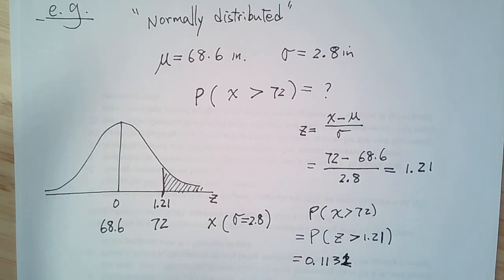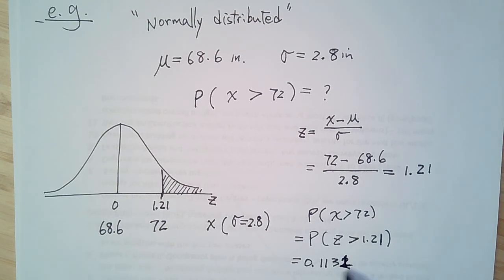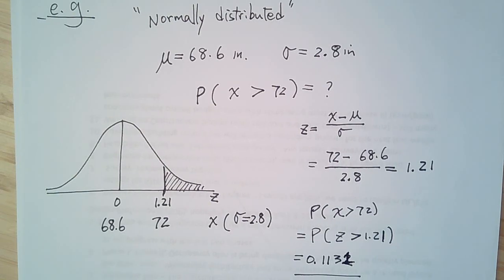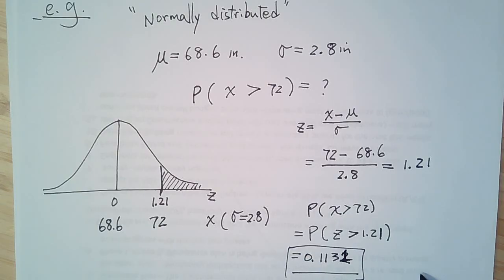1.21. Yes. Okay, so that's my answer. The book gives a different answer, but don't look at that. So this one is right. It's 0.1131. Let me double check. 1131. Yeah, that's the right answer. I think the book gives something like 0.1123, and don't look at that.